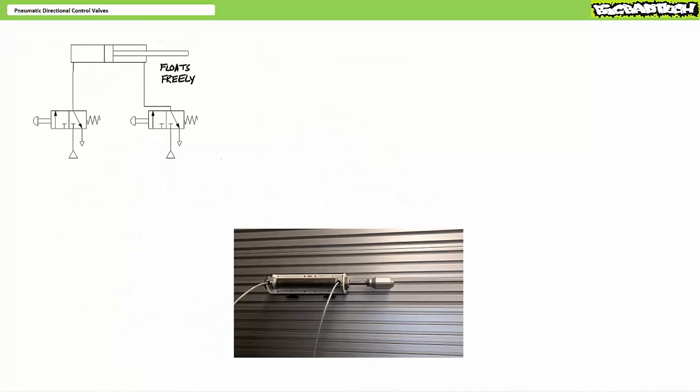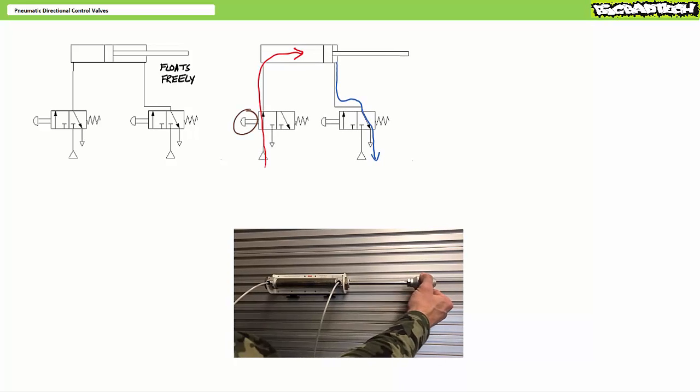3x2 directional control valves can also control double acting cylinders. Consider a pair of normally closed 3x2 directional control valves used to control a double acting cylinder. In the deactivated state, both cap and rod end are exhausted to atmosphere, and the cylinder rod would float freely. When an operator pushes the push button on the valve on the left, pressurized air enters the cap end of the cylinder and the cylinder extends.